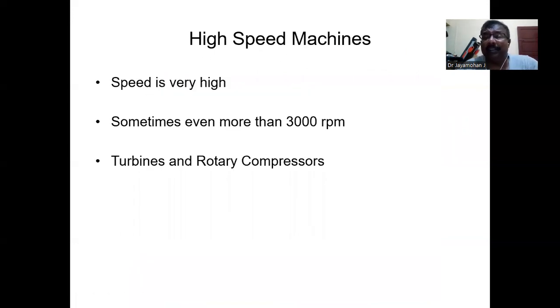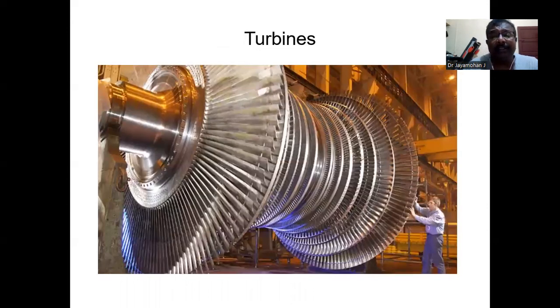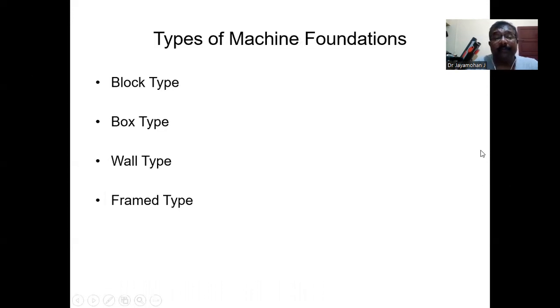For high-speed machines, the speeds are very high, and the frequency is very high. Sometimes it can be even more than 3000 RPM, 3000 rotations per minute. The most common examples are turbines and rotary compressors. This is a typical huge turbine, as you can see.